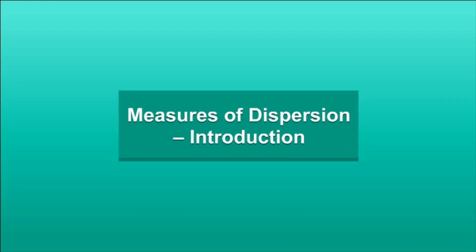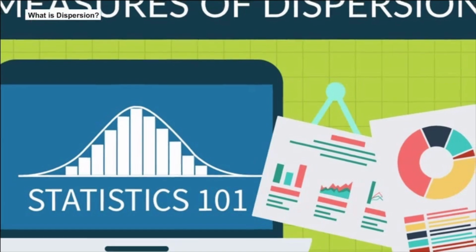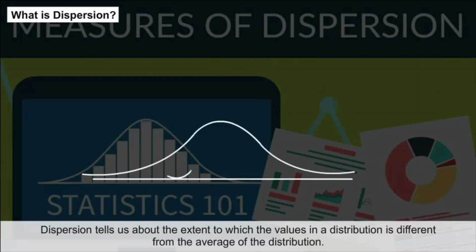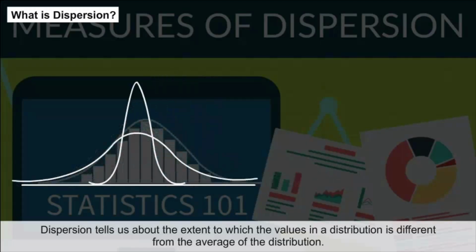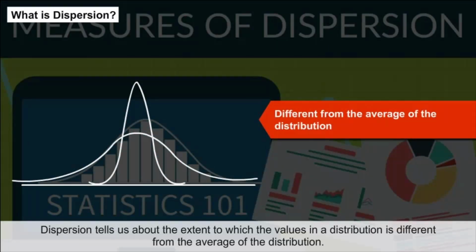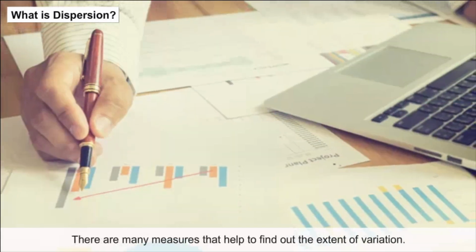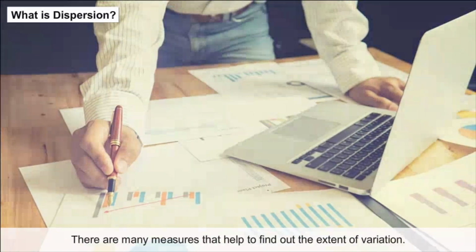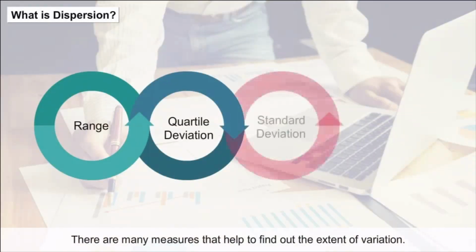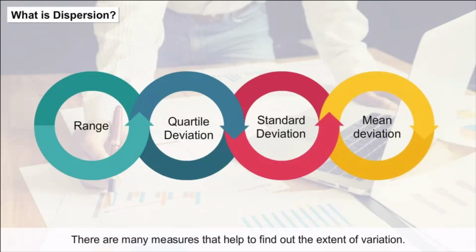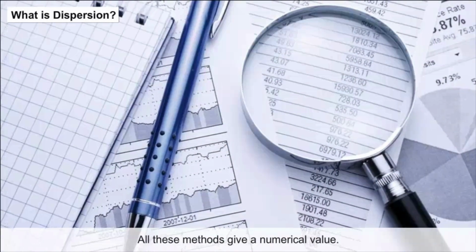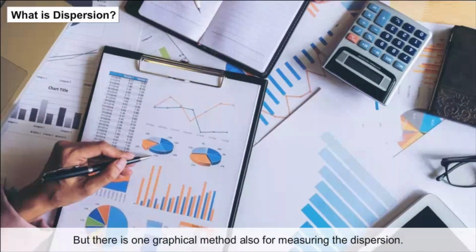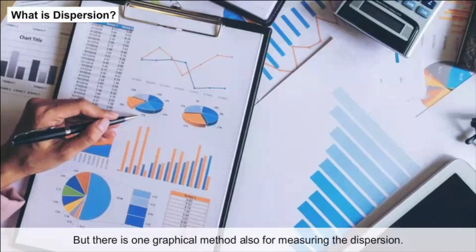Measures of dispersion. Introduction. What is dispersion? Dispersion tells us about the extent to which the values in a distribution differ from the average of the distribution. There are many measures that help to find out the extent of variation, like range, quartile deviation, standard deviation, mean deviation. All these methods give a numerical value. But there is one graphical method also for measuring the dispersion.